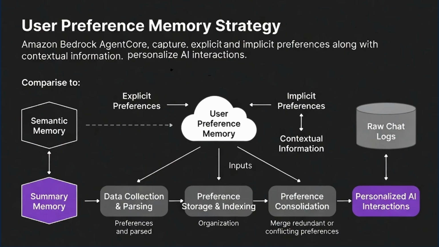Bottom line, if you're building agents that need to feel personal, shopping assistants, productivity buddies, health coaches, whatever, this dedicated preference memory layer is rapidly becoming table stakes.